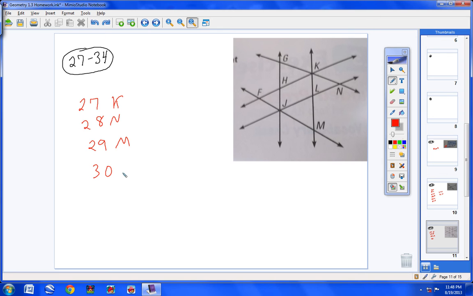Number 31, J and N. Here's J, here's N way over here. Here's the line right here. What other point is on that line? L. L is.